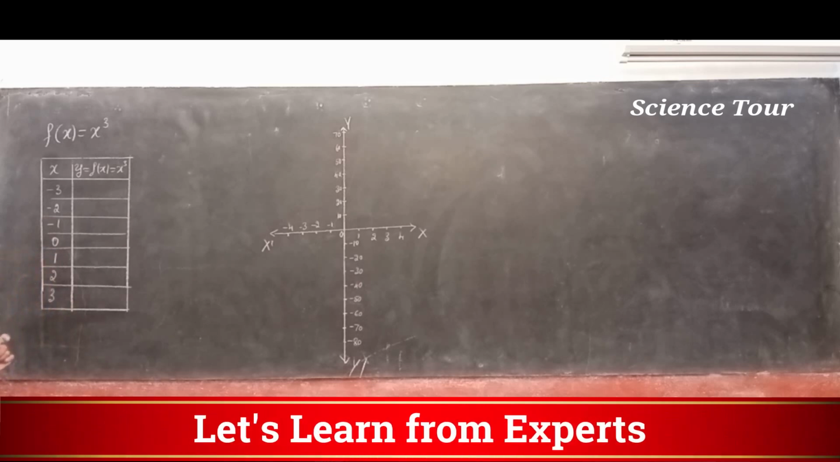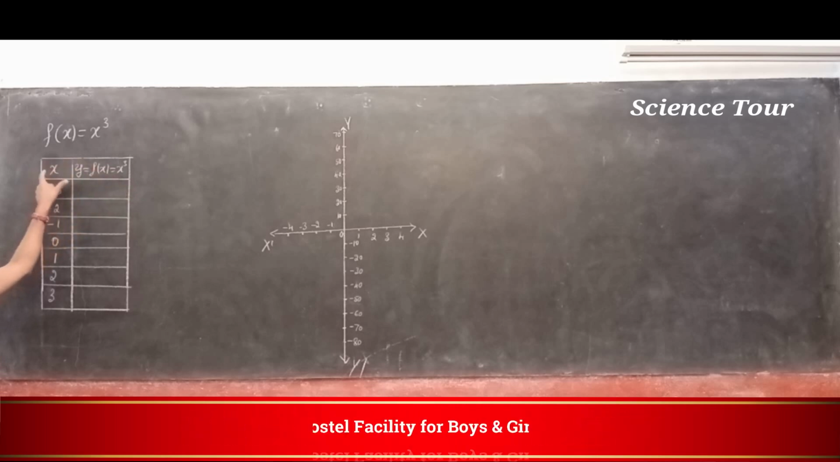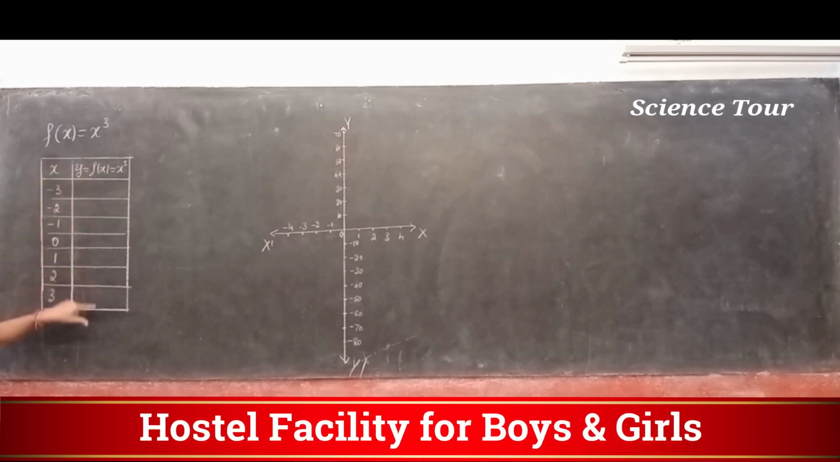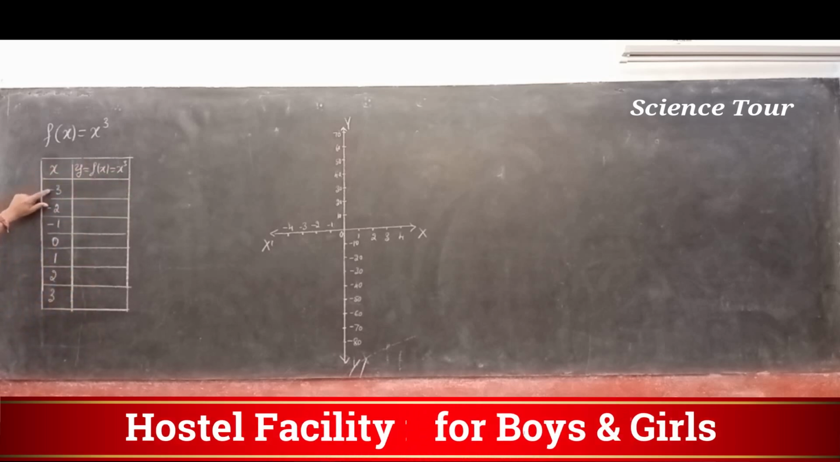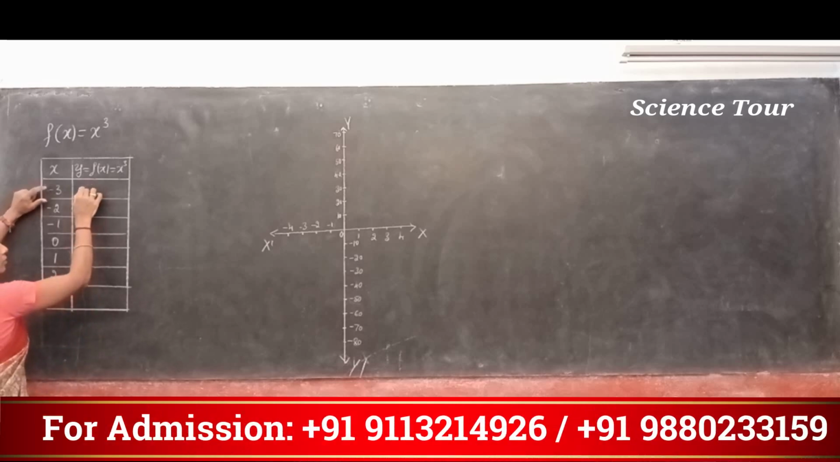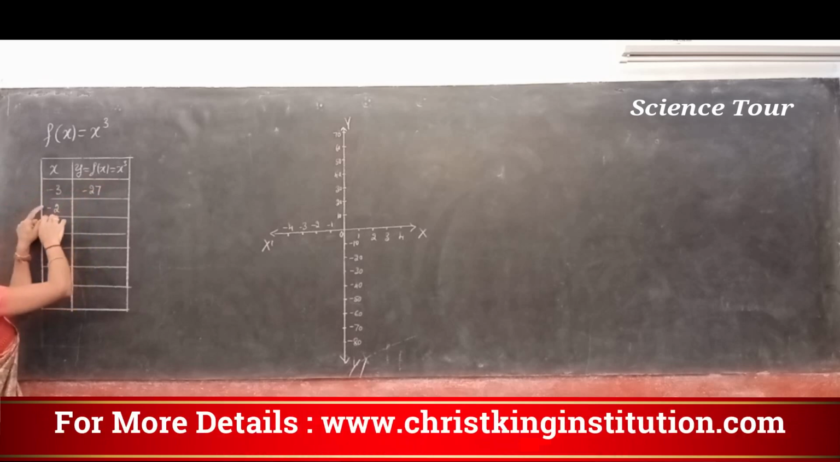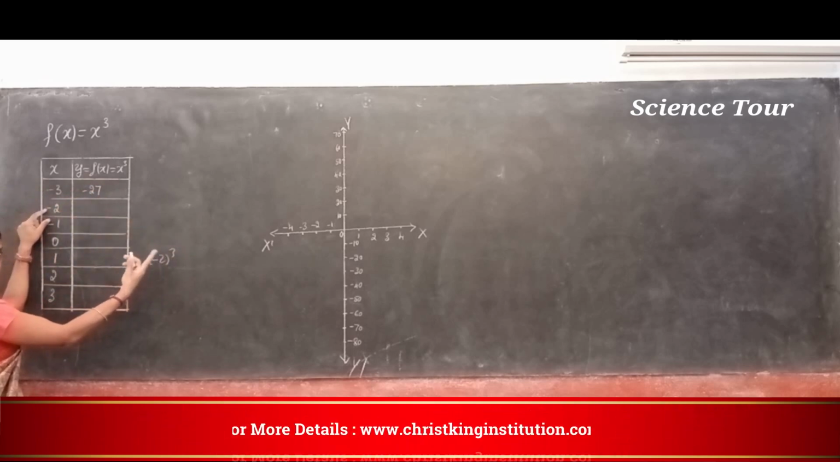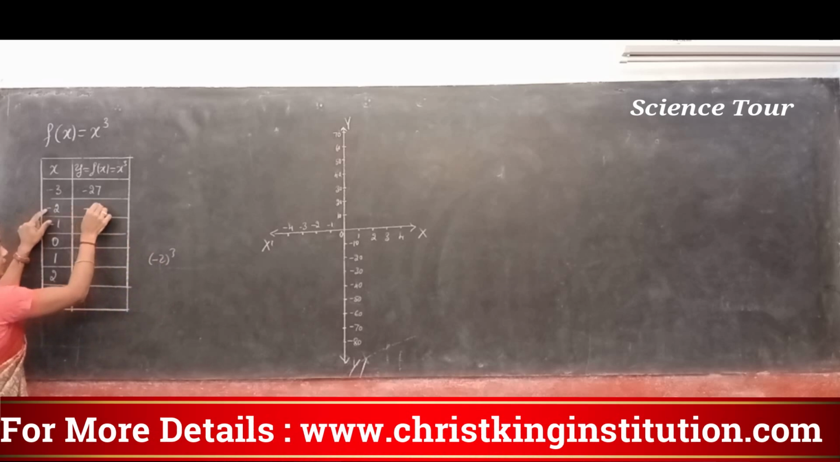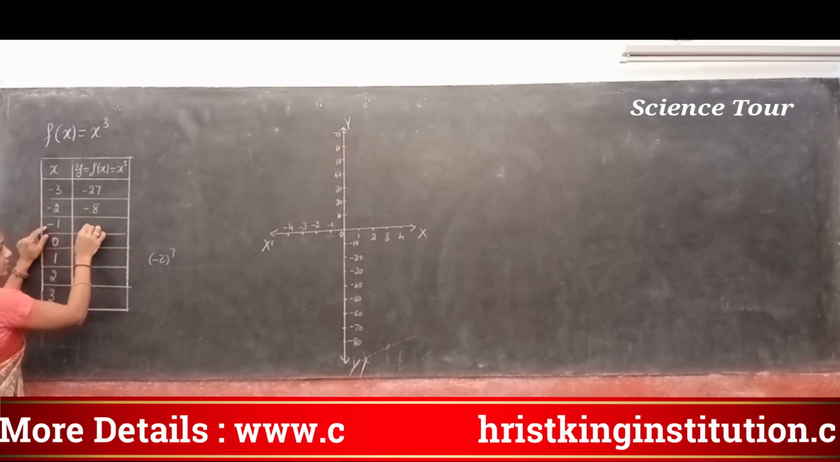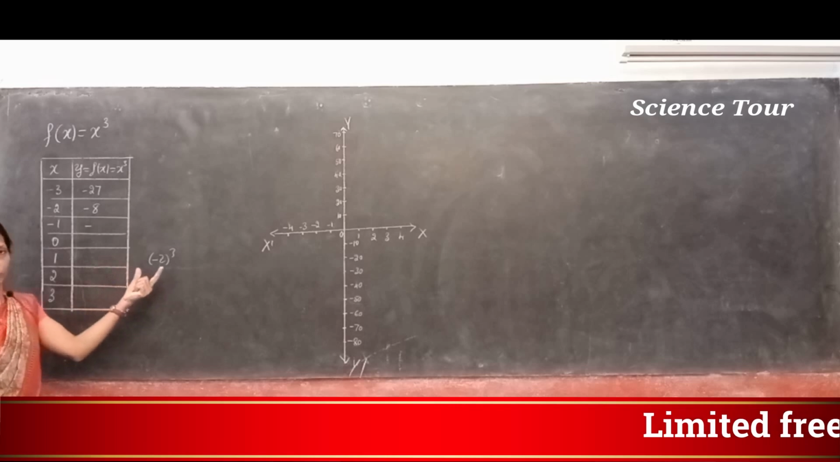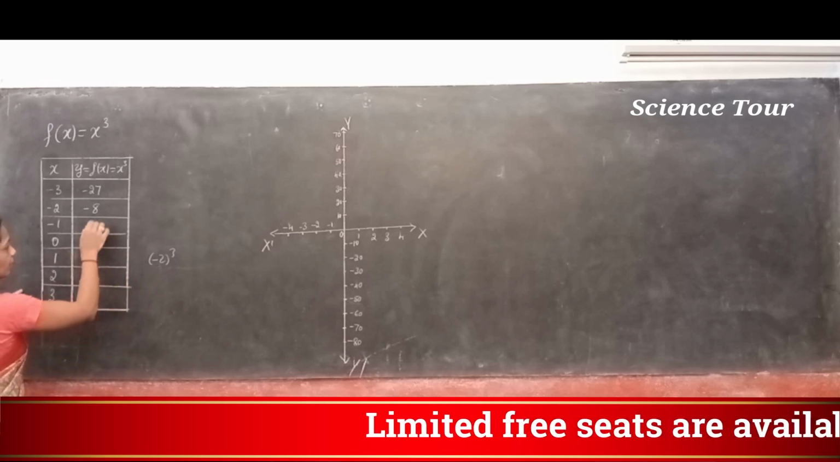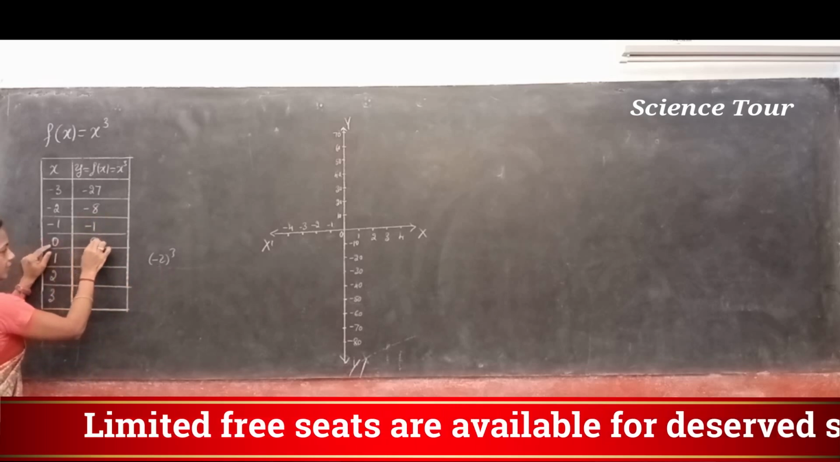And what will be the y value? Y is equal to x cube. Cube of x you have to write in the second column. Now minus 3. Minus 3 cube is what? That is minus 27. Next, minus 2 whole cube means minus 2 into minus 2 into minus 2, that is minus 8. Then minus 1 whole cube is minus 1. Then 0 cube is 0.